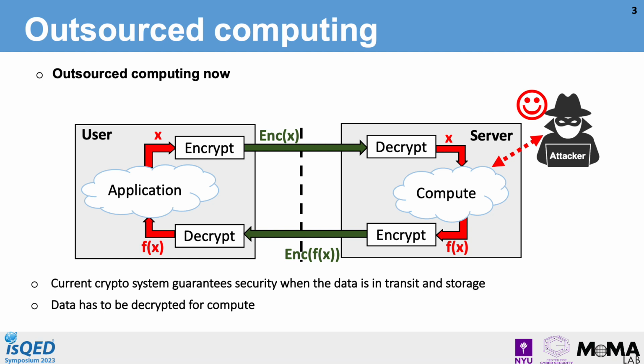Any user can outsource its computing to a server in today's world. For that, data has to be encrypted so that it remains secure when the data is in transit or in storage. But once the data is received by the server for computation, it has to be decrypted. This means that during the computation process, the decrypted data is susceptible to interception and exploitation by attackers. To minimize the risk of data being compromised during computation, it is important to implement appropriate security measures such as access controls, firewalls, multi-party computation, or intrusion detection systems.